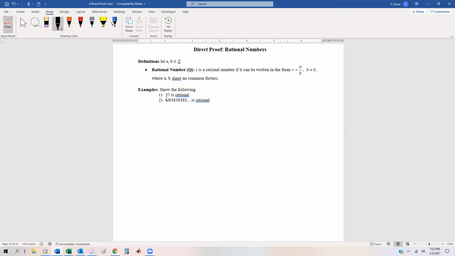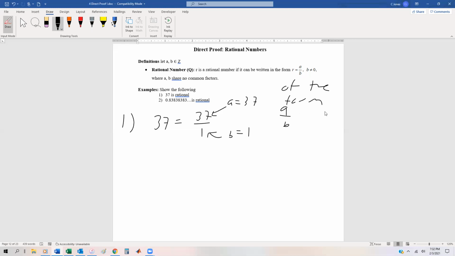So an easy one, right? 37 is rational. Well, 37 is equal to 37 over 1. So any whole number is rational, right? And notice that this could be defined as a, which is 37, and b, which is 1, all right? And so it fits the form a over b, and there's no common factors other than 1. All right, so that's a pretty easy one.